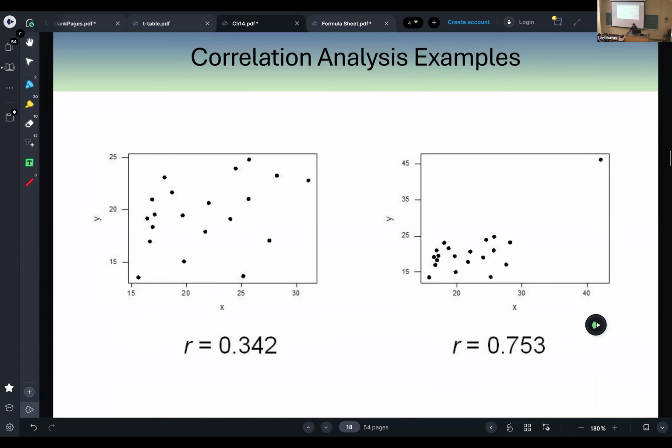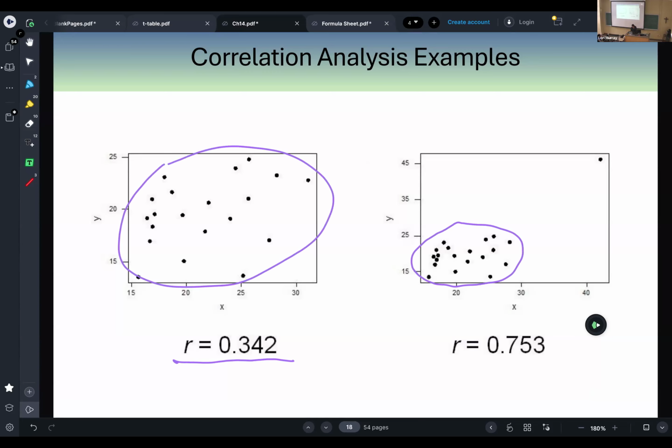So if you take a look at these two plots, on the left we have some data, and we calculate the correlation as being moderate, 0.342. So not close to 1, not really close to 0. So just moderate, maybe even on the weak side, if you had to pick between strong and weak, you'd say weak. This here is the exact same data. I've just zoomed out and I've added one point. So I had to zoom out to get that point in.